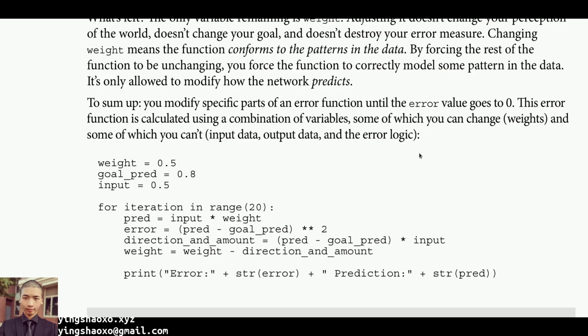So now I have a little bit of color on what he was trying to say. What he was trying to say is you cannot change the input data because that's the real world data. And you cannot change the output data because that's something you wanted. You cannot control that. You want the machine to tell you the output data. And the error logic, you also cannot change because it's the mathematical thing. It's the algorithm. The algorithm is fixed. You cannot change it. The only thing you can change is the weight.